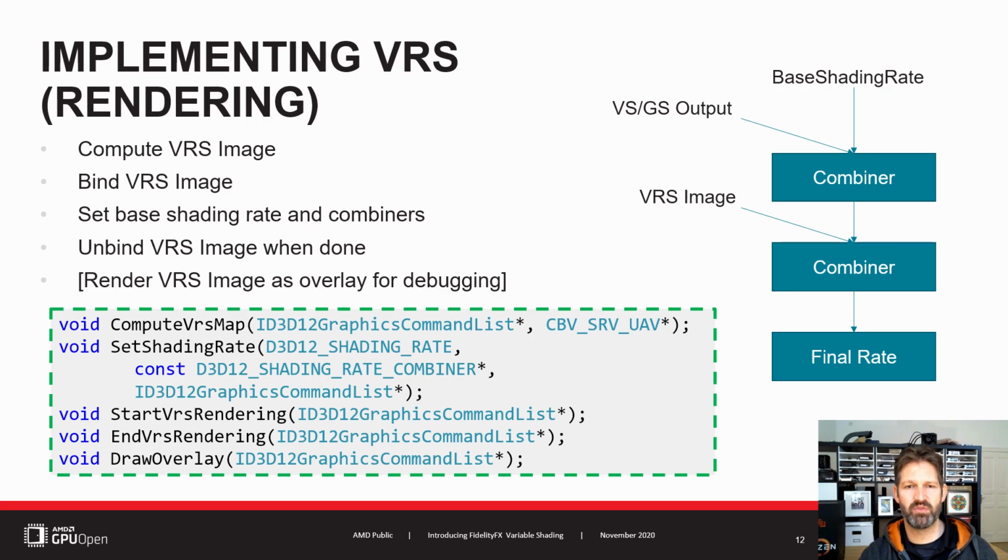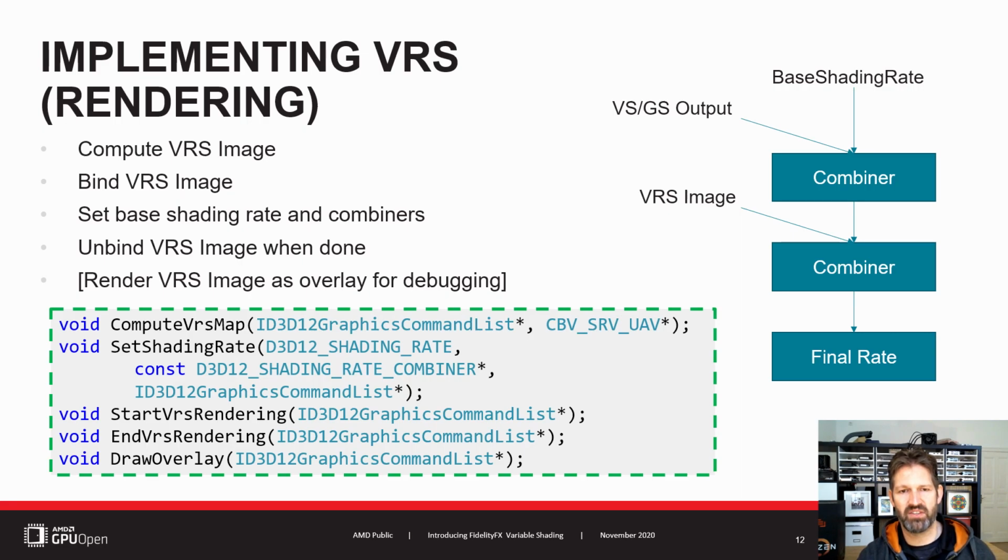The next step is to bind the VRS image and to actually enable VRS. To do this, you need to set the base shading rate and the combiners to enable the usage of the information specified in the VRS image. Again, the functions that implement this behavior are listed on the slide and can be found in the sample in the file ffx variable shading code.cpp.